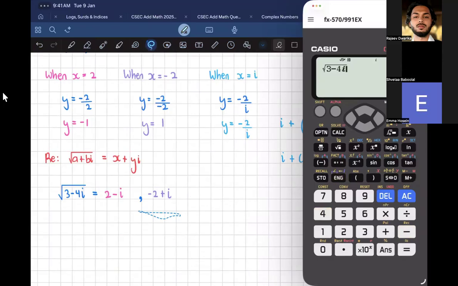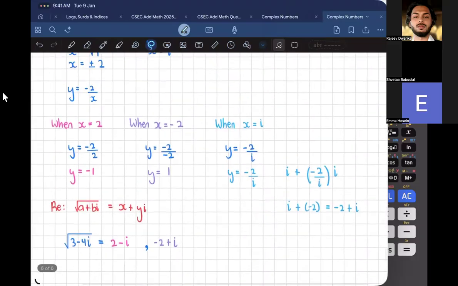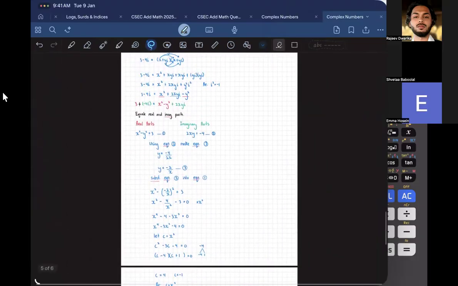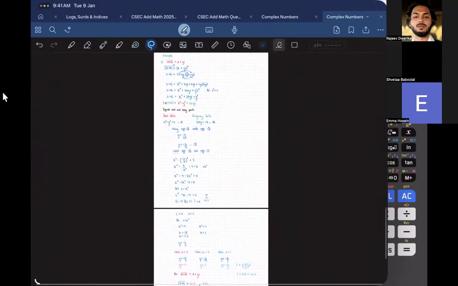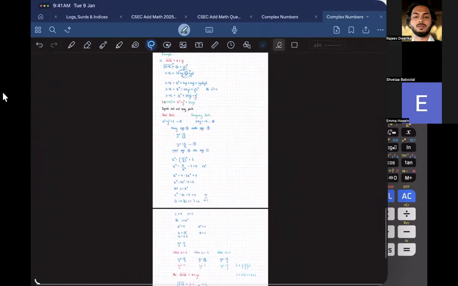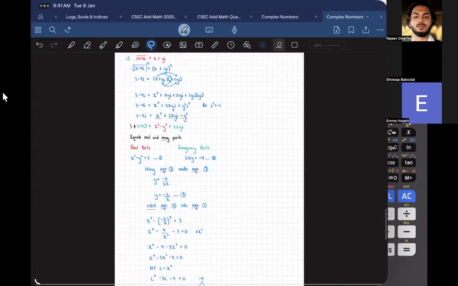Let me see if the calculator could actually do it. It says math error. What if I put it equal with a 3 minus 4i? Nah, can't do it. The calculator is not broken. Do you guys understand how to find it? It seems like a lot of working, but it's not that hard. I feel like it's manageable.